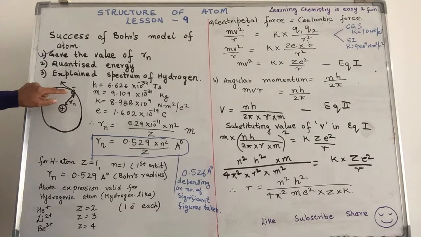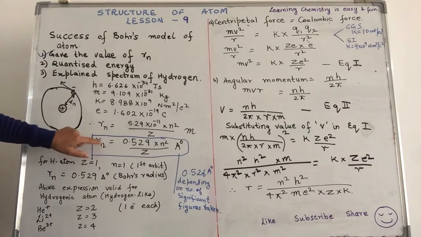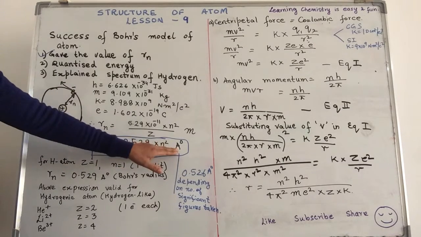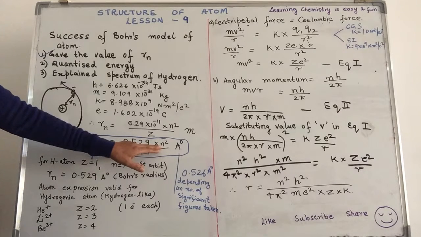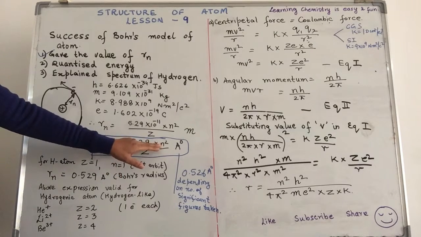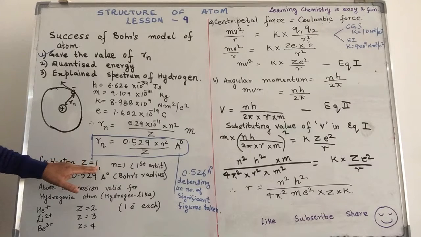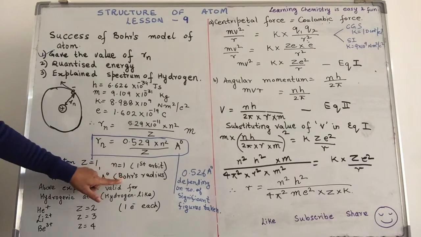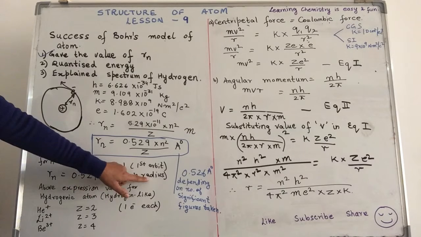Now the radius of the electron in any orbit of hydrogen is given by the expression Rn = 0.529 × n² / Z angstrom units. Here n stands for the number of the orbit, and Z stands for the atomic number. If I'm talking about a hydrogen atom in the first orbit, that means n is 1, and Z is also 1 because the atomic number of hydrogen is 1, in which case Rn comes to 0.529 angstrom units, also called Bohr's radius in honor of the scientist who gave us this interesting model.